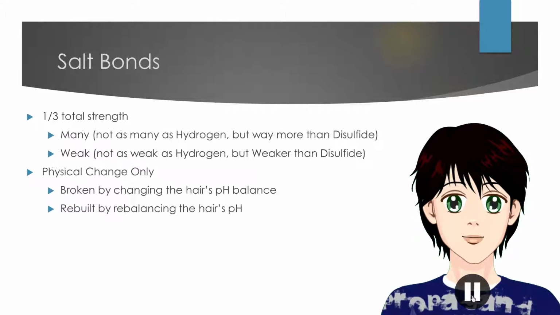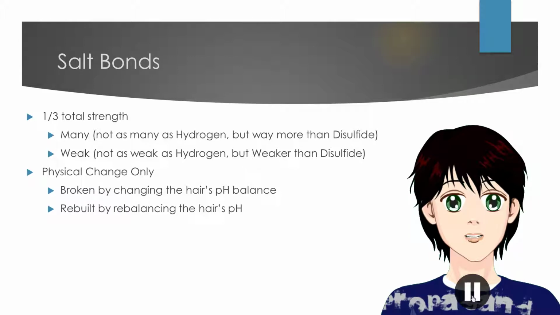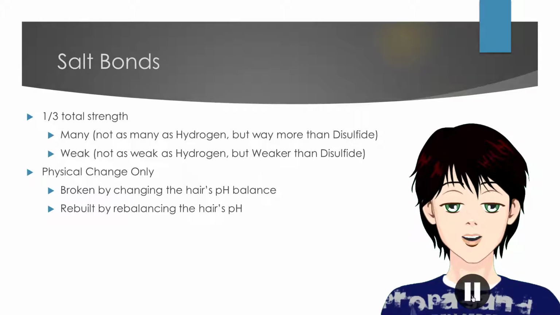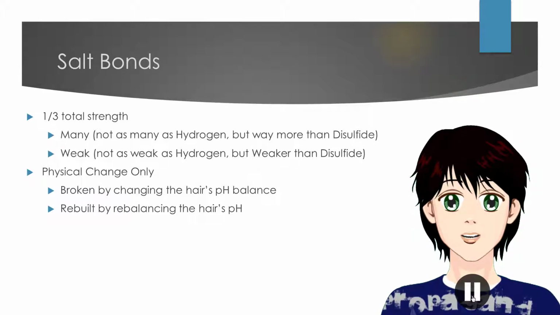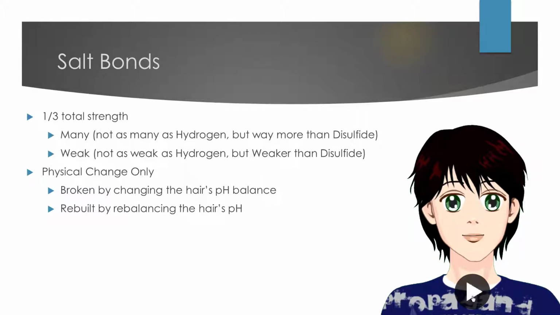Salt bonds also account for 1/3 of the hair's total strength. There are not as many salt bonds as there are hydrogen bonds, but there are way more salt bonds than there are disulfide bonds. Salt bonds are not as weak as hydrogen bonds, but they are weaker than disulfide bonds. Salt bonds will only effect a physical change in the hair. Salt bonds are broken by changing the hair's pH balance and are rebuilt by rebalancing the hair's pH.